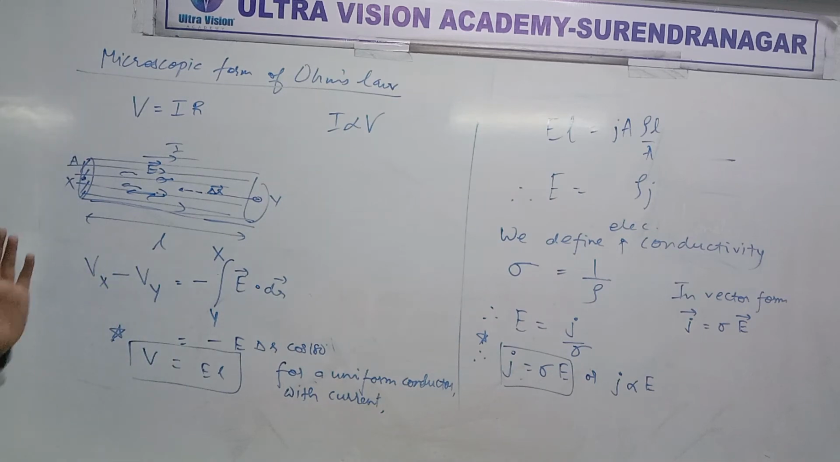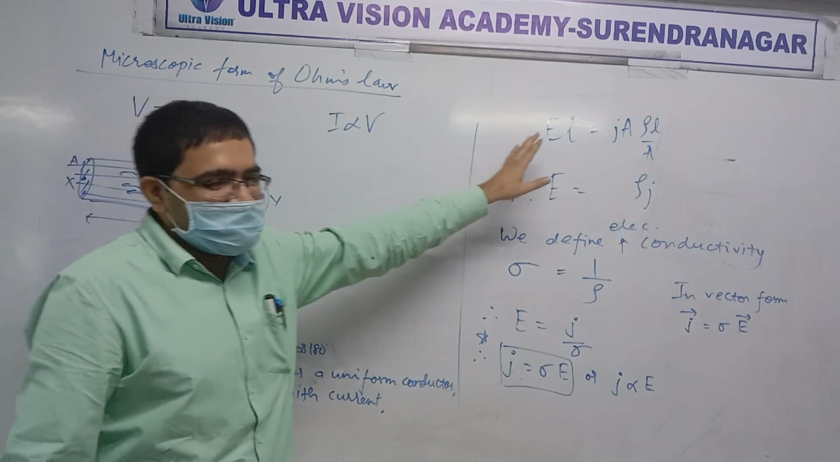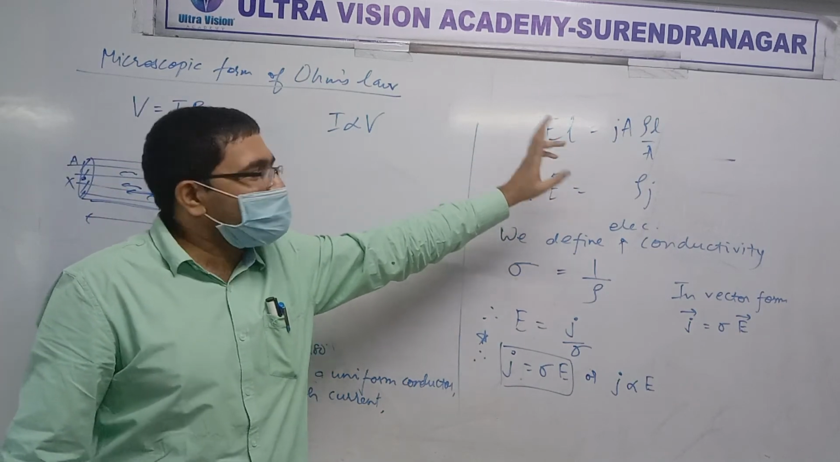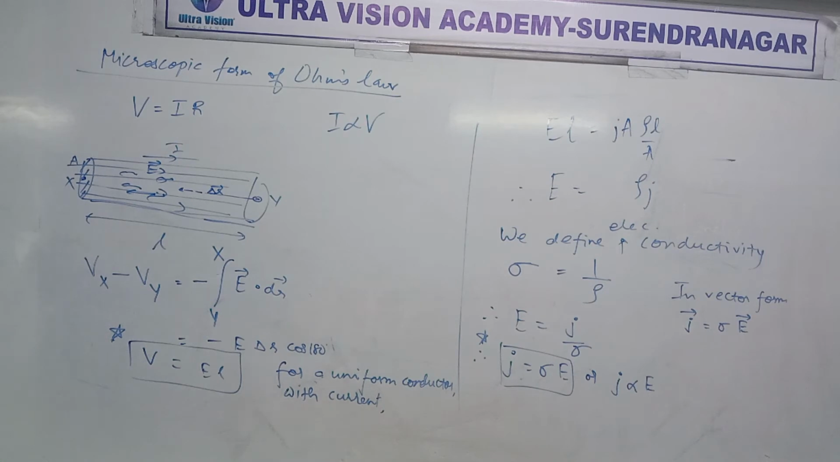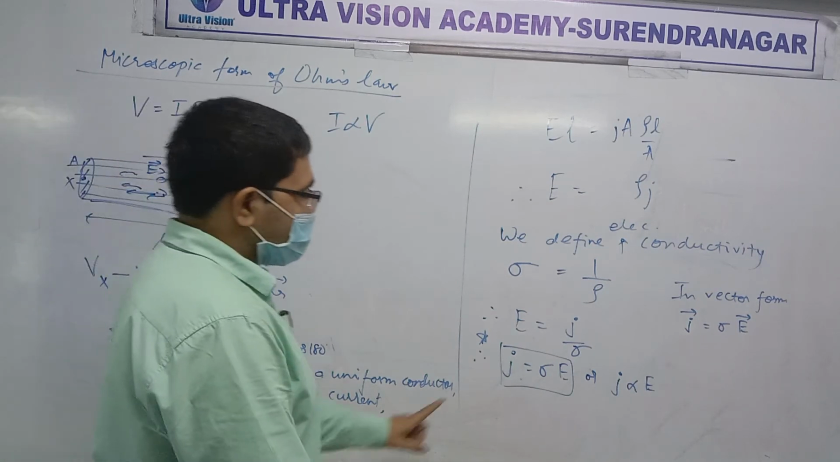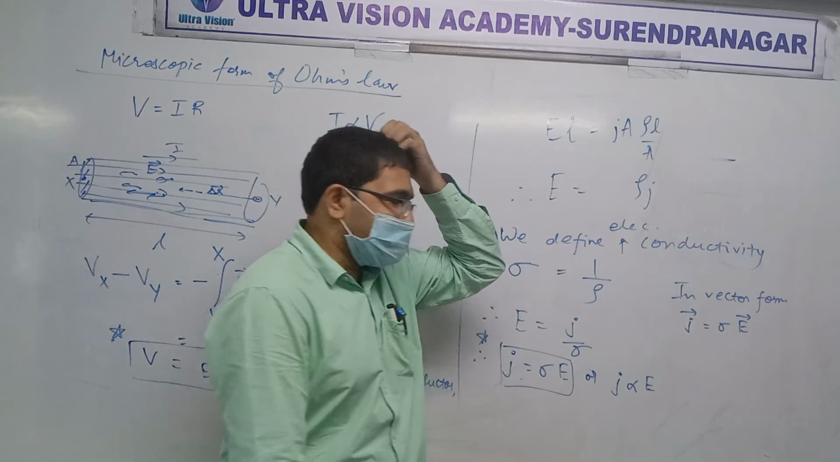Okay, this is one of the easiest. You don't have to write anything from here, start from here. V equal to IR, therefore this full. Got it? But along with that, sigma. What do you think are the units of sigma?